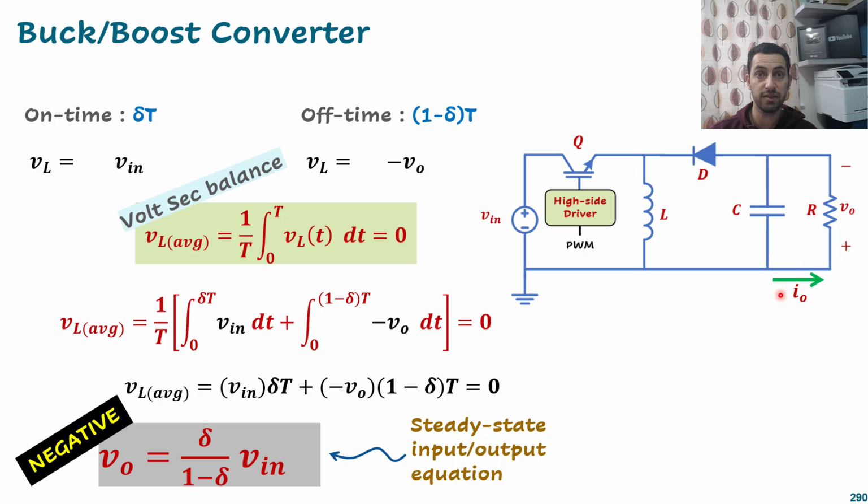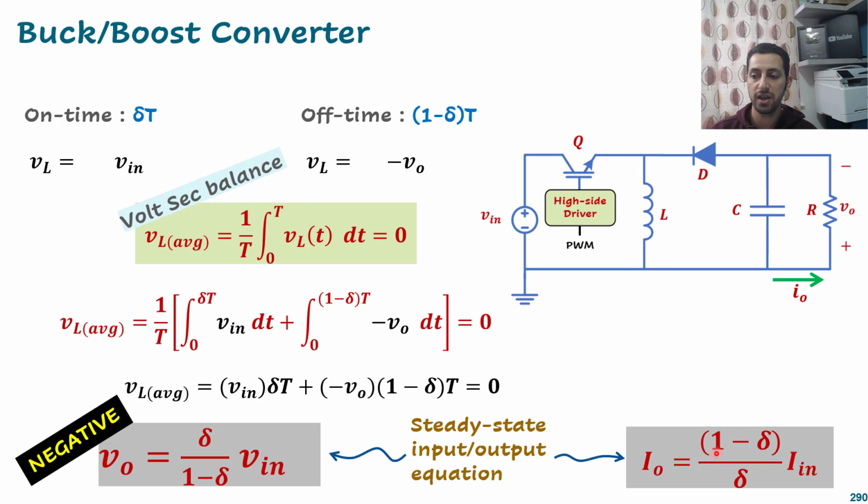What is the relation between input current and output current? If we have the output current in that direction, we can assume that the power input equals the power output. Power input is Vin times Iin, and power output is V output times I output. I know the Vin and Vout relation, so I can get the I output and Iin relation by the reciprocal of the relation here. So I output will equal Iin times 1 minus delta divided by delta. Keep this as well in mind.